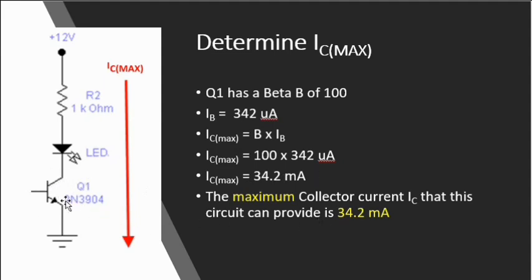So we can provide 34.2 milliamps to a load that's hooked up. This would be our load here. It could be a resistor, an LED, it could be a relay, it could be a motor, it could be all sorts of things here. So this transistor, in this circuit, can provide a maximum of 34.2 milliamps.